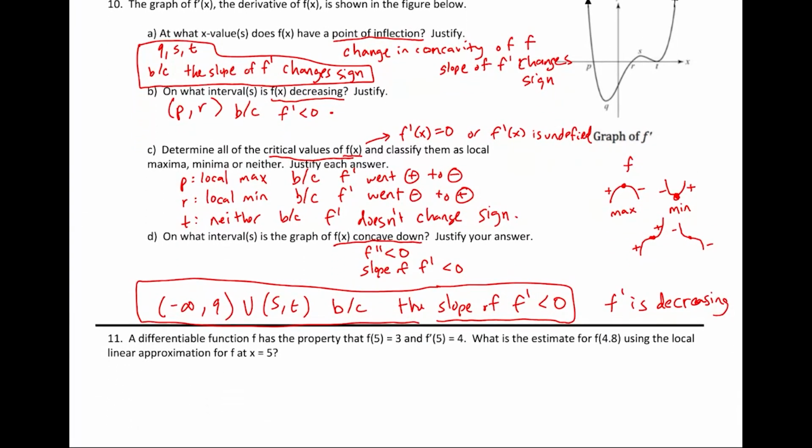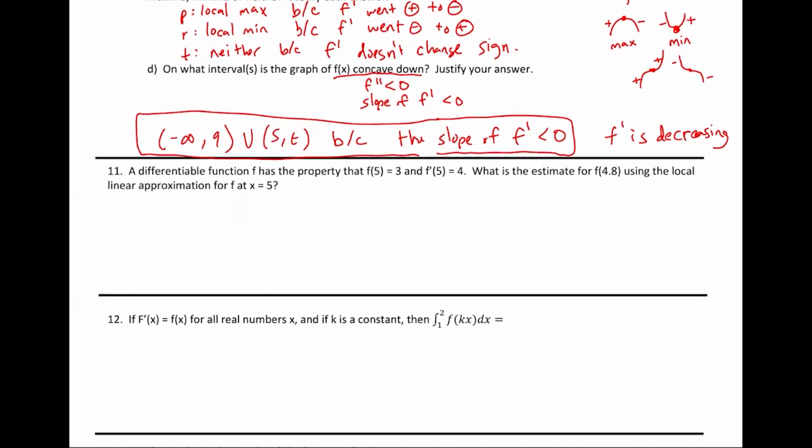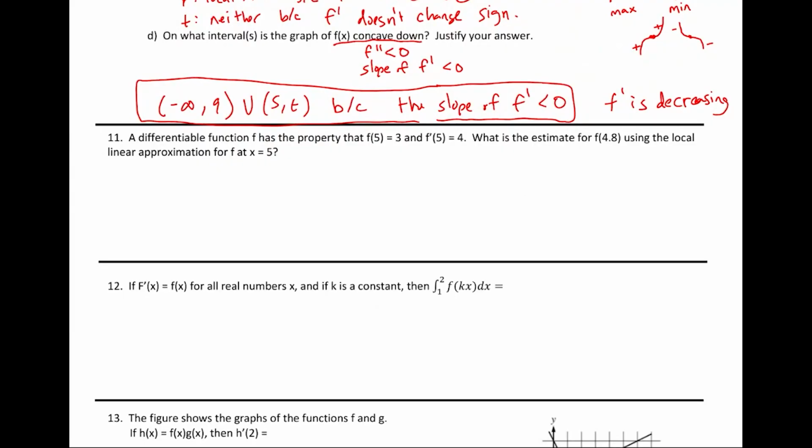And let's move on to number 11. It says a differentiable function has the property that f of 5 equals 3, and f prime, or the slope of f at 5, is 4. What's the estimate for f of 4.8 using the local linear approximation for f at x equals 5? So we're going to come up with a linear approximation. Basically, we're going to come up with an equation of a line that is tangent to the curve of f at x equals 5 and use that to estimate f of 4.8.